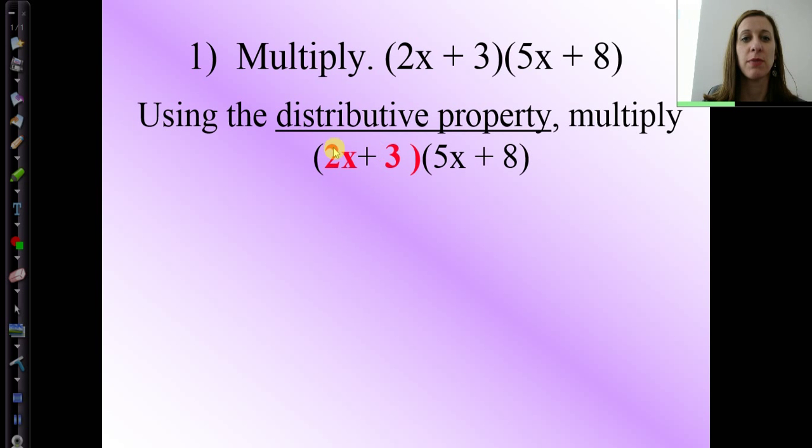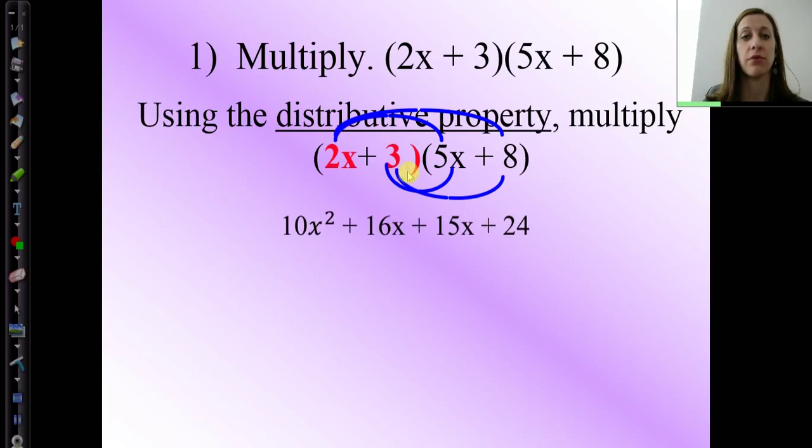So the first binomial, which is 2x plus 3, what we're going to do is distribute each of those terms into the second binomial. And you're just going to use the distributive property. So we would do 2x times 5x, and then 2x times 8, and then we would distribute the 3 through to the other two terms. So when you're done, you should end up with 4 terms because we've now distributed 4 times.